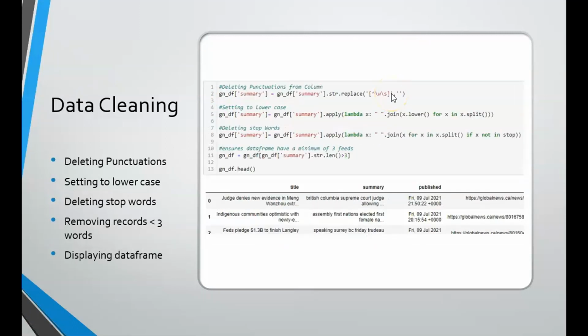The next step is our data cleaning step. Here, we delete all punctuation from the summary column in the data frame. We ensure that all words are in lowercase. We delete all stopwords, and then we ensure that the summary column has feeds that are greater than 3 words.